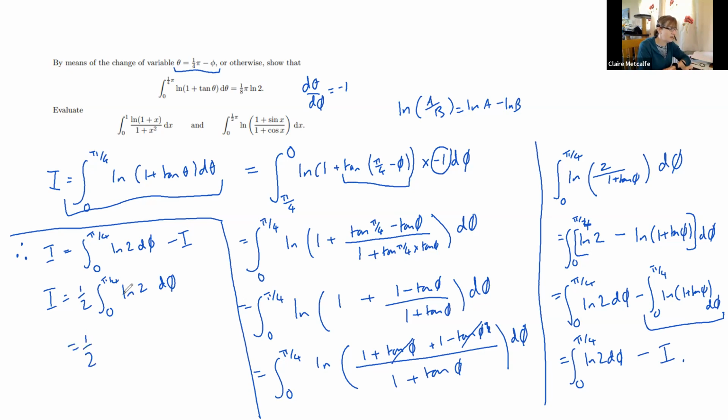One of the things to remember is that log 2 is just a constant. So it's a bit like integrating 5. So when you integrate a constant, we're going to get log 2 multiplied by phi between 0 and pi by 4. So this is a half, log 2 times pi by 4 minus log 2 times 0, which is 0. So this equals pi over 8 times log 2, which is what we wanted. So we've now done that first part. So let's get rid of all those drawings and start thinking about the next part.